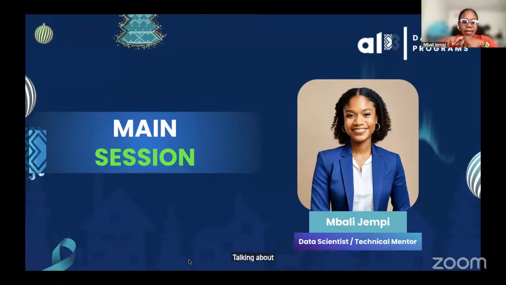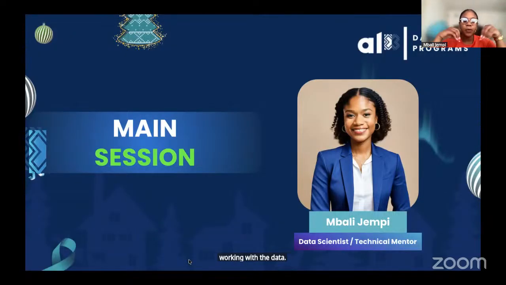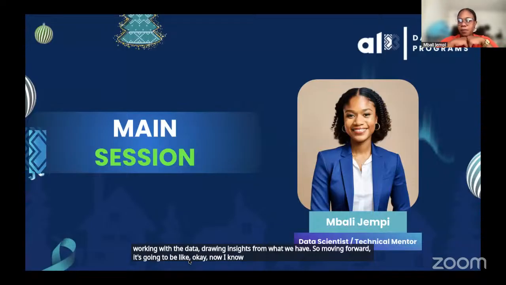So up until now, it has all been about understanding the data, working with the data, and drawing insights from what we have. Moving forward, it's going to be like, okay, now I know enough about my data. I know what I'm working with, and I'm pretty sure that with what I have, I can predict.